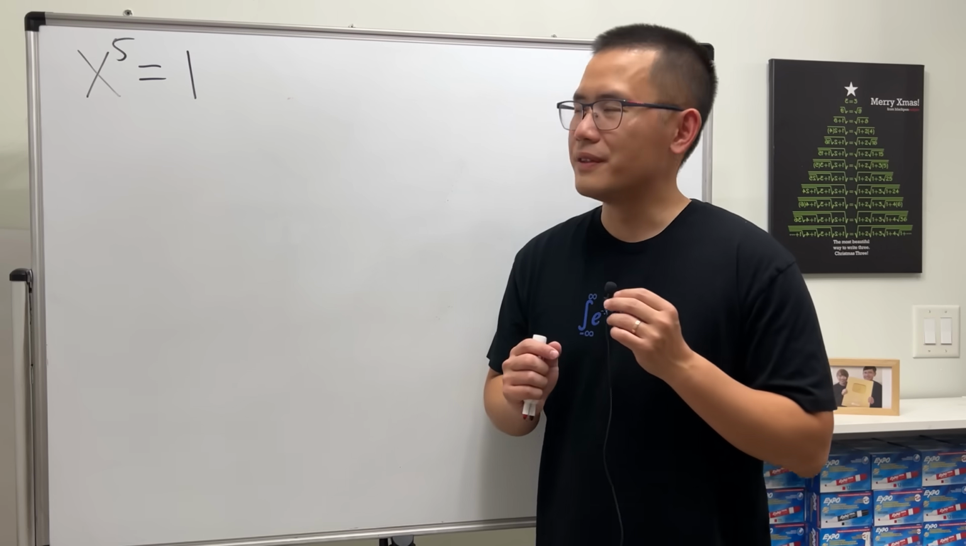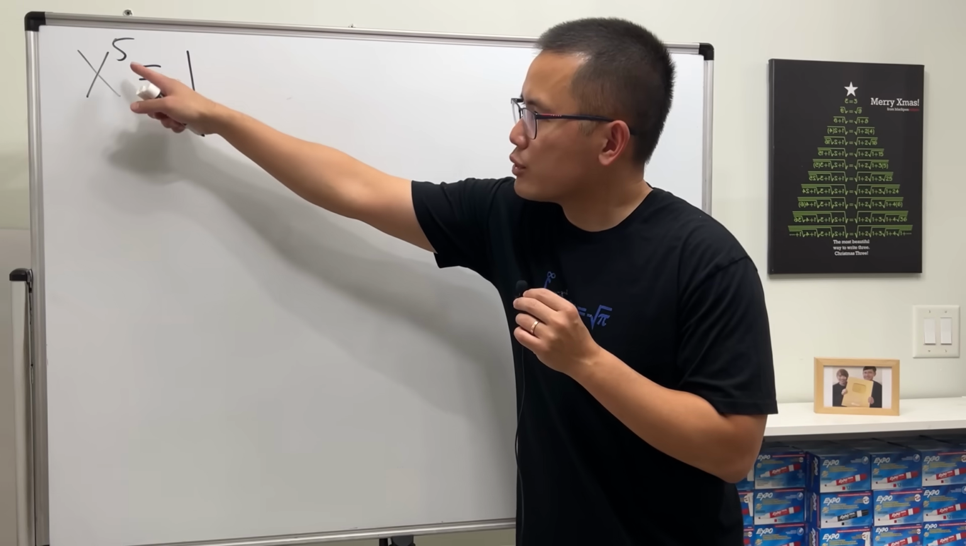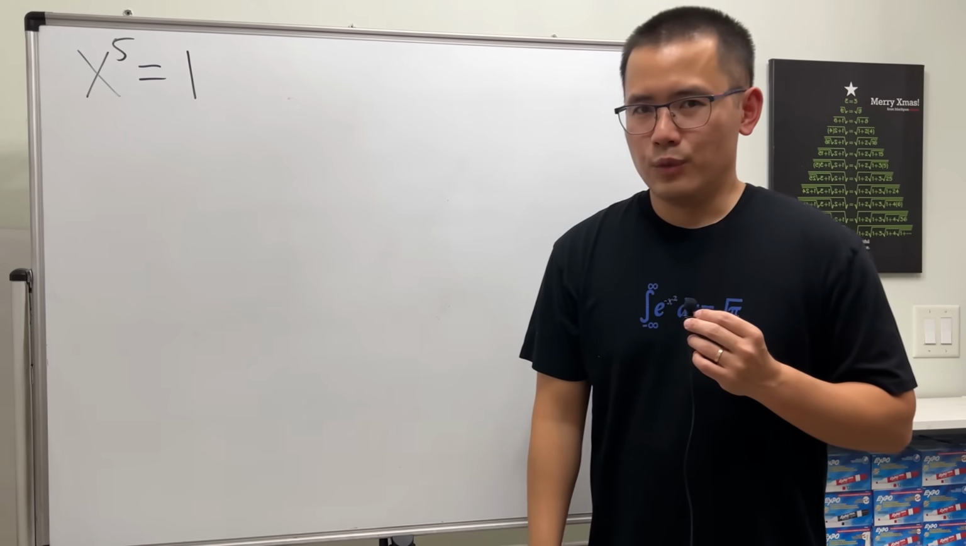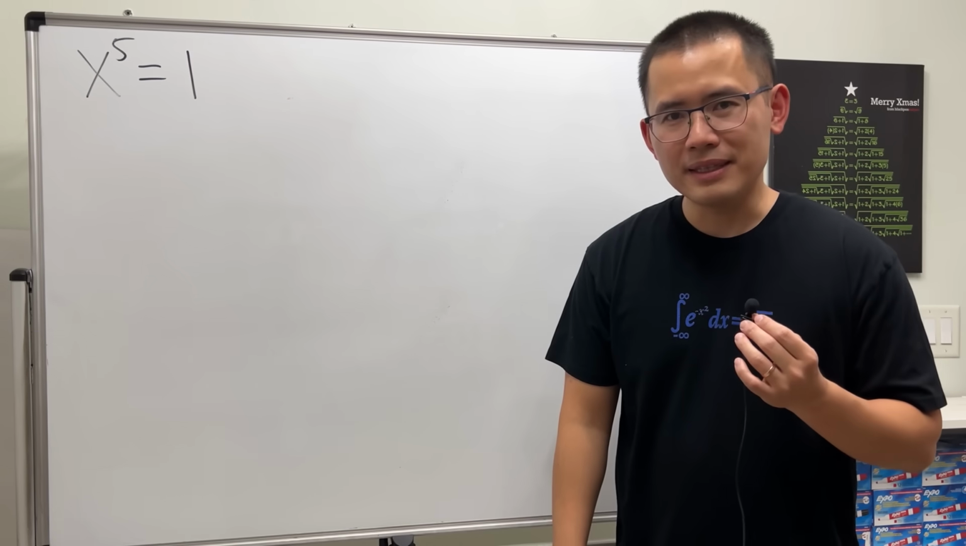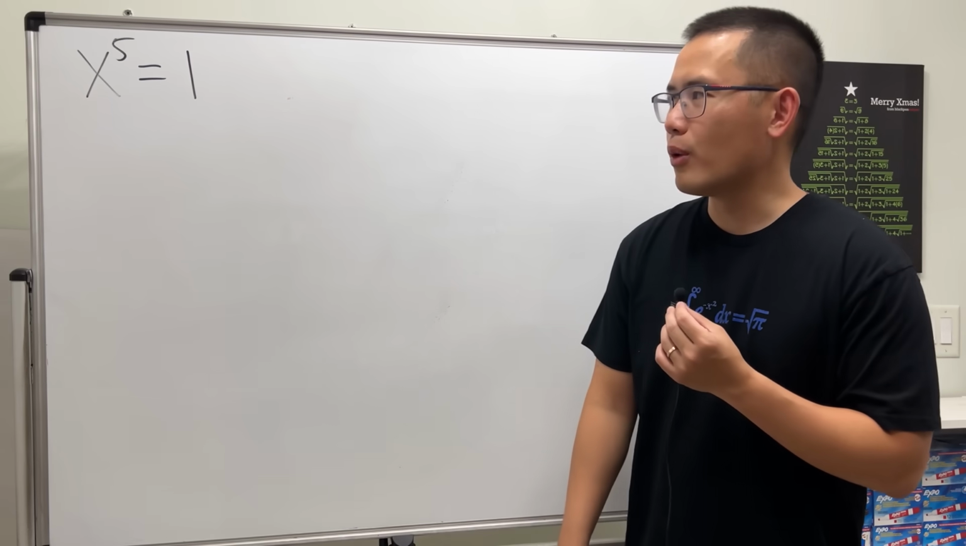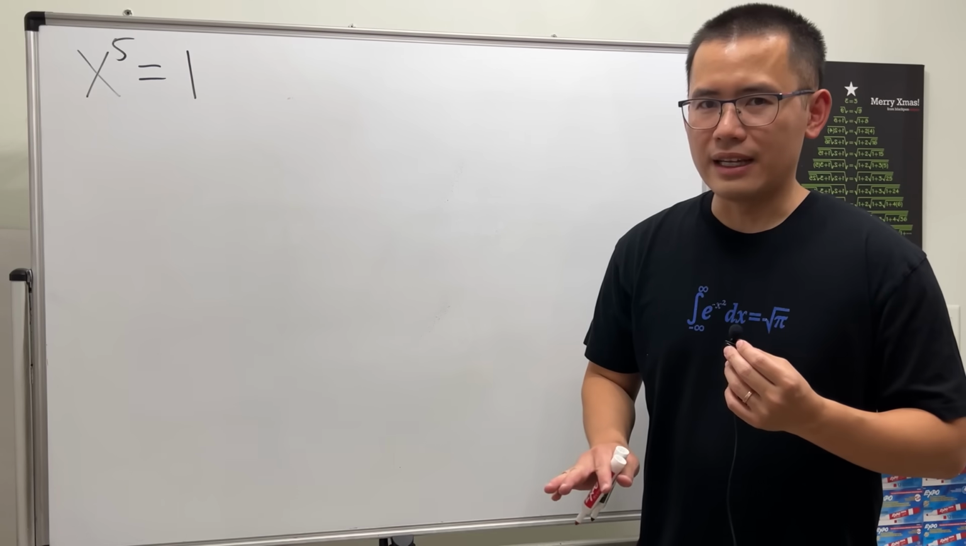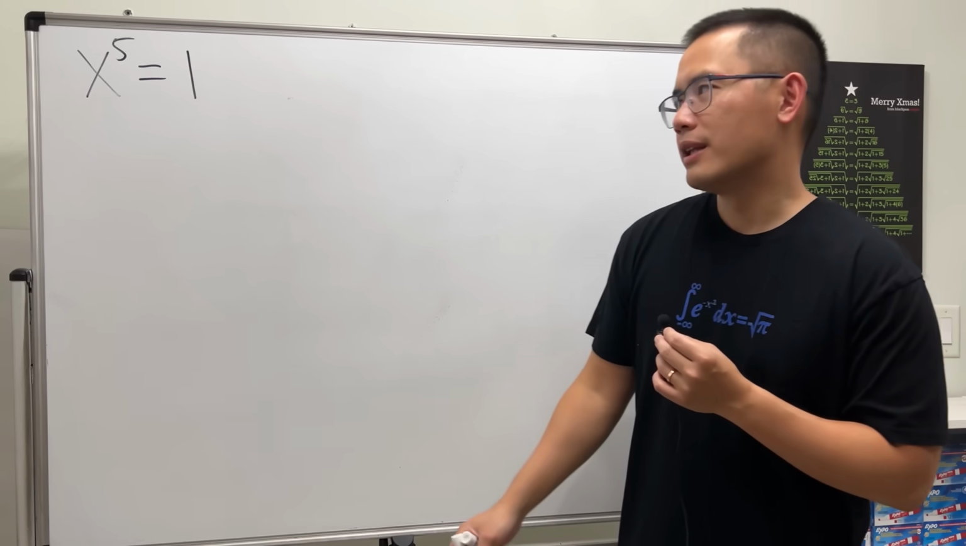Today, I'm going to solve the simplest quintic equation, x to the fifth power is equal to 1, with the most complex way. And that is the algebra way. I'm not going to use the polar form, sine, cosine, none of that. Just algebra for this. So let's get started.